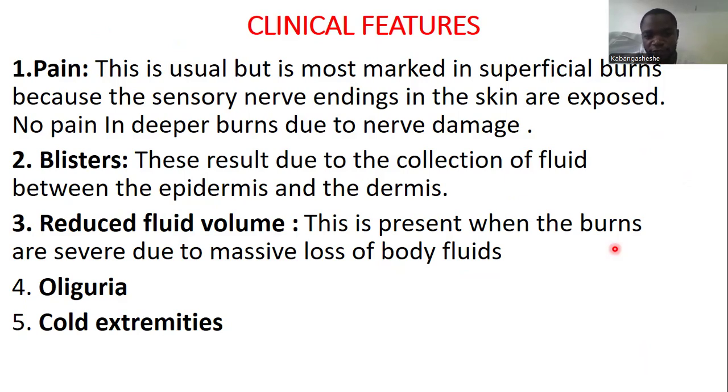Then there's reduced fluid volume. So because of the shift of blood plasma from blood vessels into the tissues, the fluid volume drops, and this can lead to shock. What is causing the shift of fluid is increased permeability in the capillaries. Because of that, urine output drops. So the patient may experience oliguria, diminished urine output, which can later on complicate into renal failure.